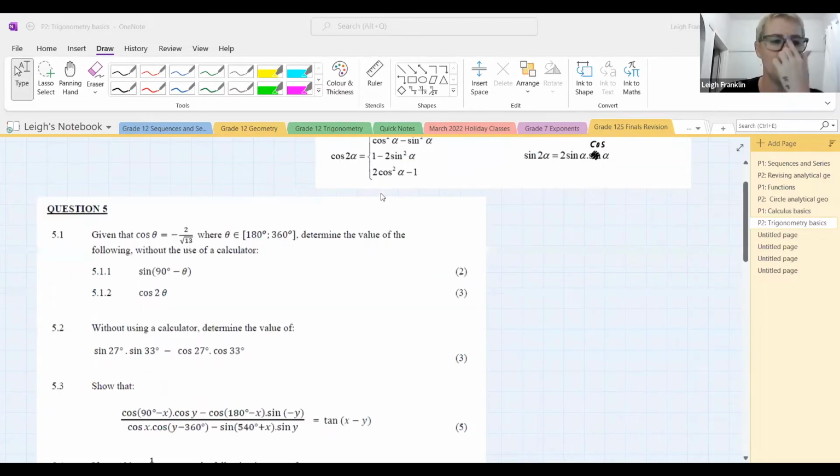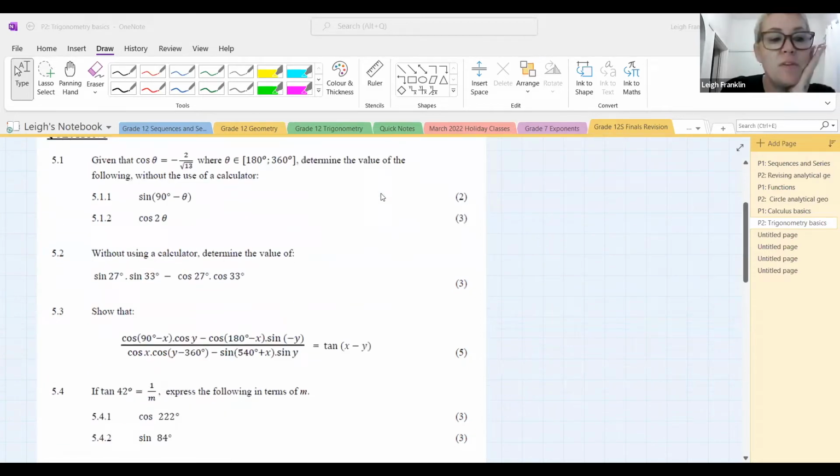All right, so in this particular question, we've been told, this is now 5.1, that cos theta equals -2 over root 13, where theta is an angle between 180 and 360. So they want us to determine the value of the following without the use of a calculator. So it's very important that we do not ignore instructions and that we do exactly what it says. So when they say without the use of a calculator, they mean that you're not just going to pick up the calculator and work out the value of something.